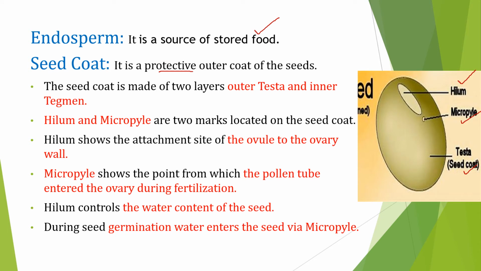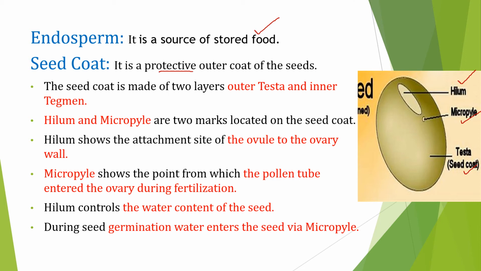Now what is endosperm? It is a source of stored food in the seed. Next we come to the seed coat. It is a protective outer coat of the seed. This seed coat is made up of 2 layers. The outer layer is called the testa and the inner layer is called the tegmen. The testa is thicker, harder and drier than the tegmen. The seed coat protects the embryo lying inside it.